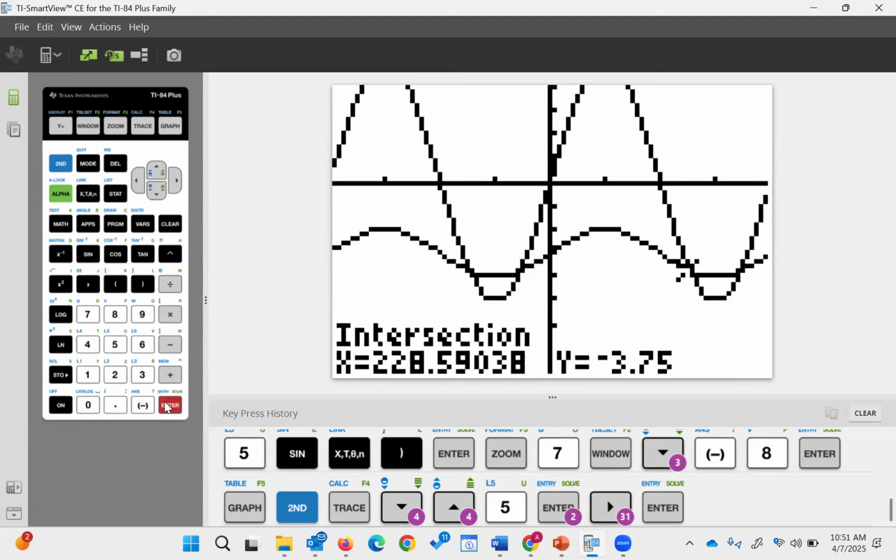All right, you guys, real quick, is that the intersection point that you got? 228.6, is that right for number 17?